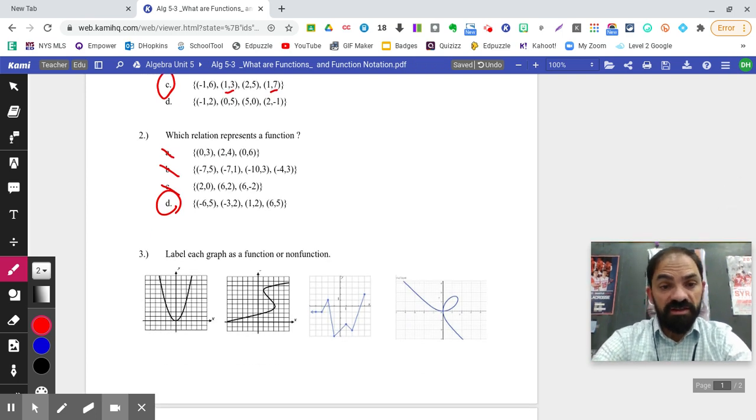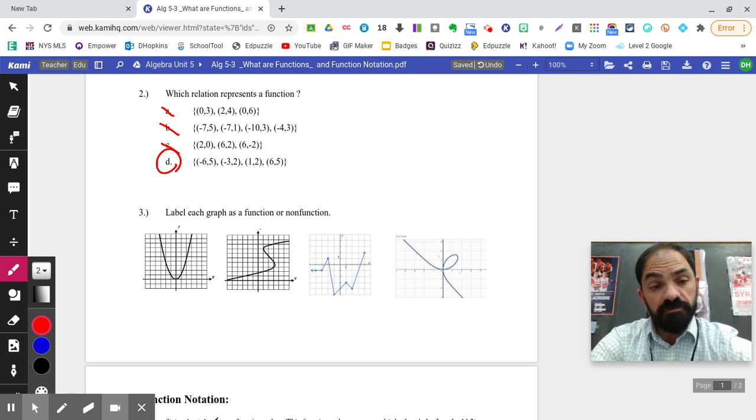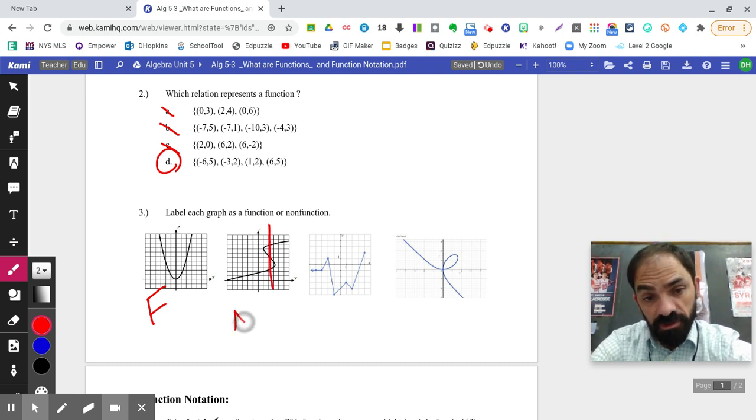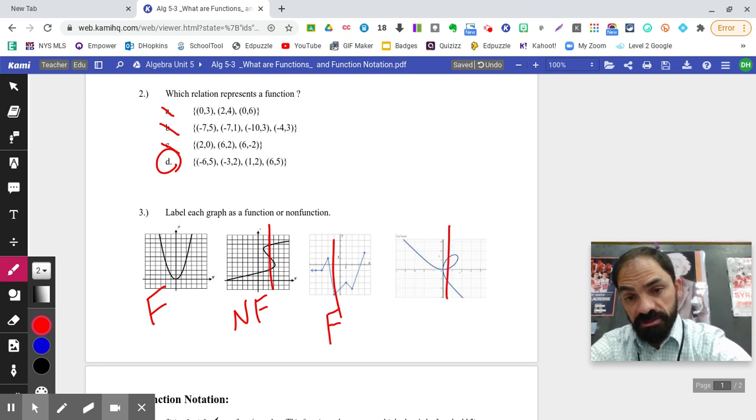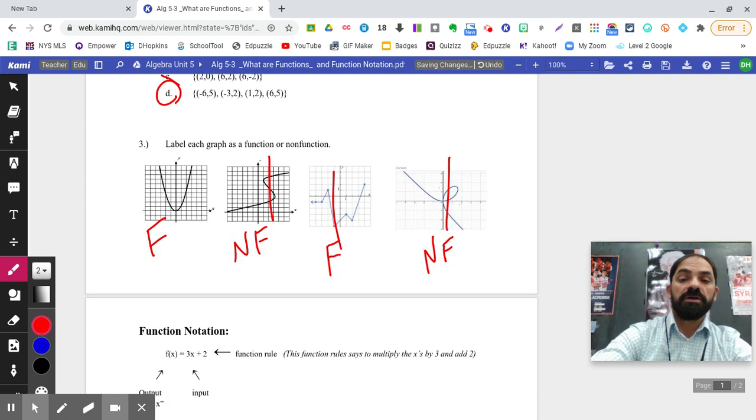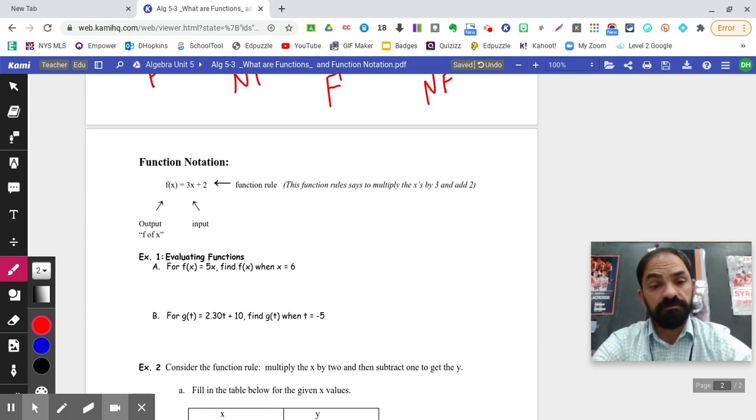Label each graph as a function or non-function. This is a function. It passes the vertical line test. This is not a function because I hit it in more than one spot. Let's see here. This is a function, and this is not a function. Okay, so that's a review of functions.